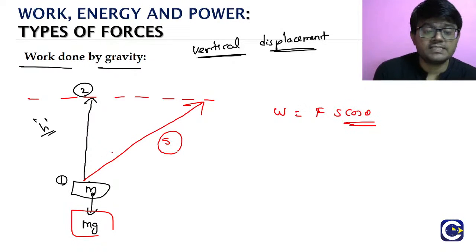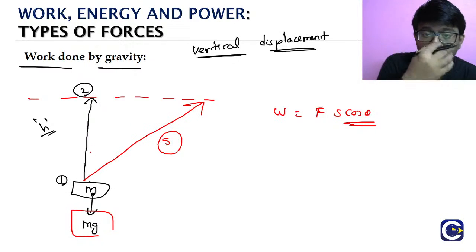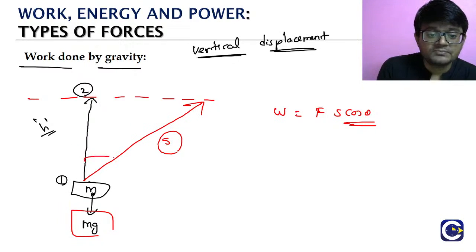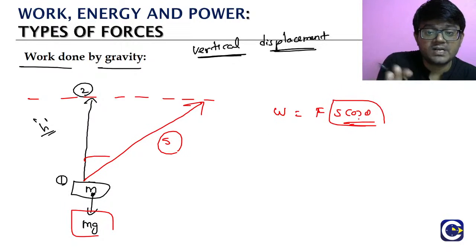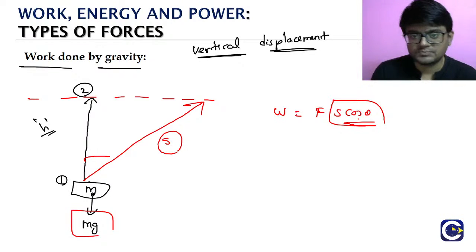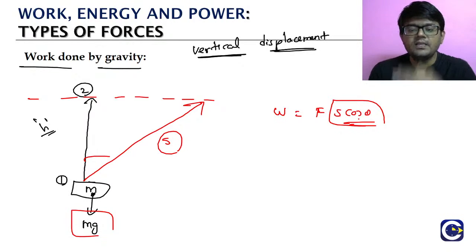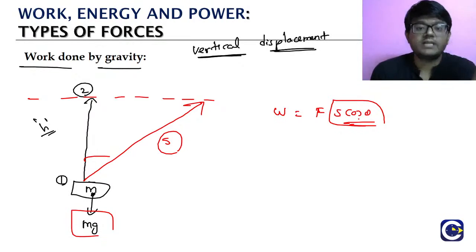Cos theta, and so now what is it? The angle between the displacement and the force line. Look here, so s will not come in the work calculation. What is going to come? S cos theta will come. What is S cos theta? It is the component of the displacement along the vertical line.